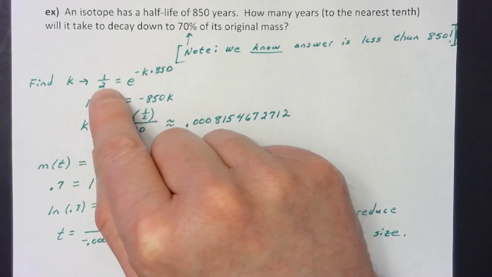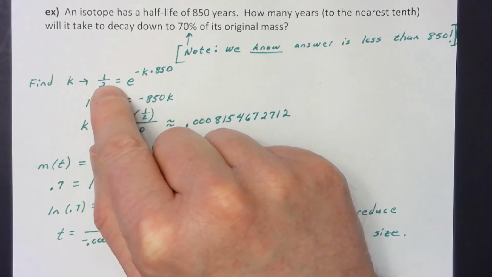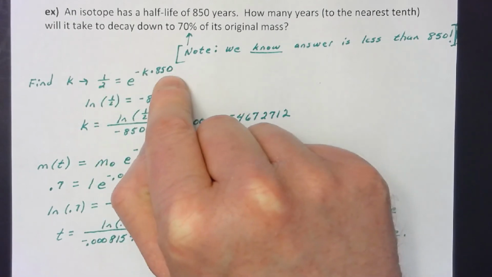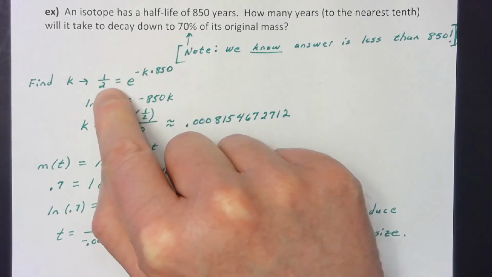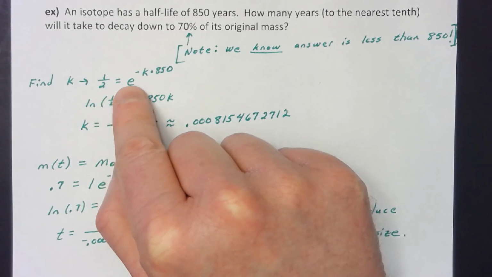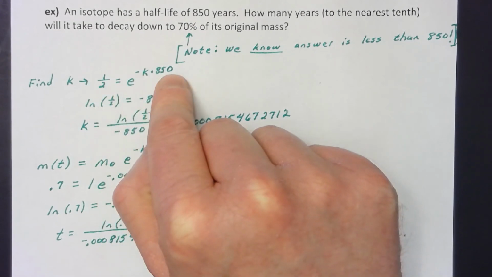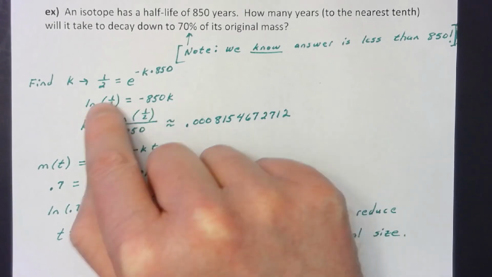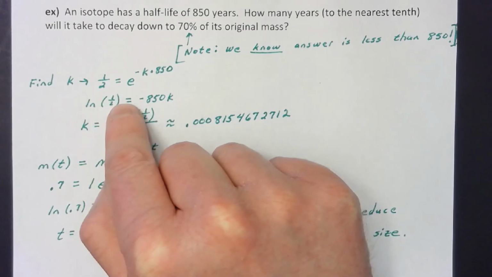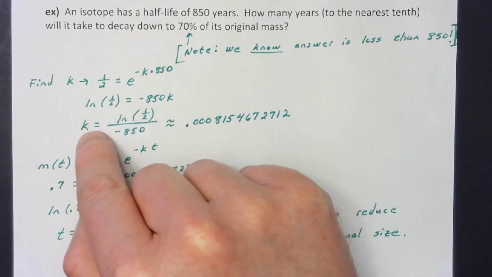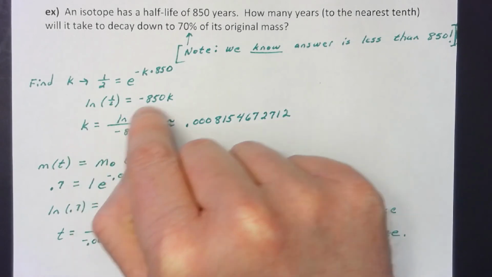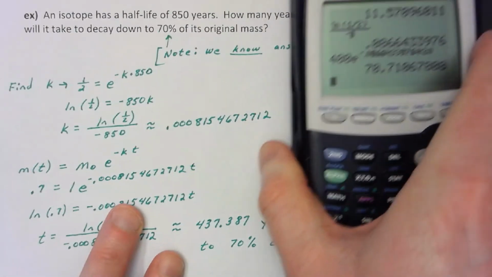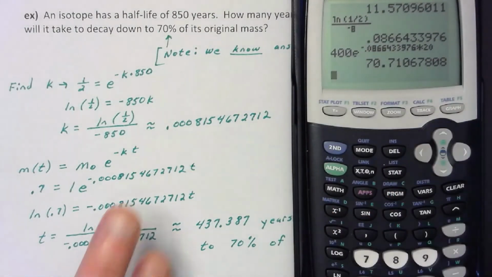So you say, well, your half-life formula, the mass is worth 1/2 of its original value 850 years later. So we get the formula 1/2 is equal to e to the negative k times 850. That's going to give me negative 850k is equal to the natural log of 1/2. Then I can say k is equal to the natural log of 1/2 divided by negative 850, which is going to give me a scientific notation.